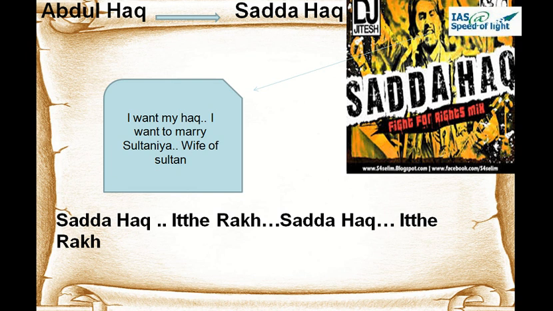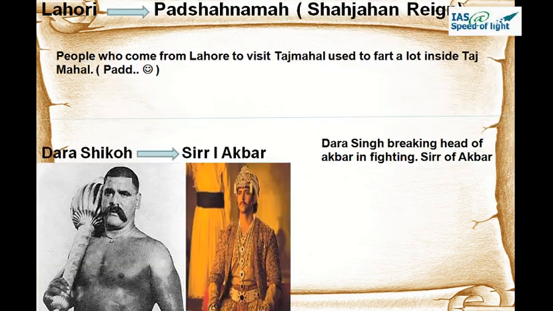So Abdul Haq, that is Sada Haq, he wrote a book, Sultania. I want my haq, I want to marry Sultania, wife of Sultan. So Sada Haq Itterak, what haq does he want? He wants to marry Sultania.